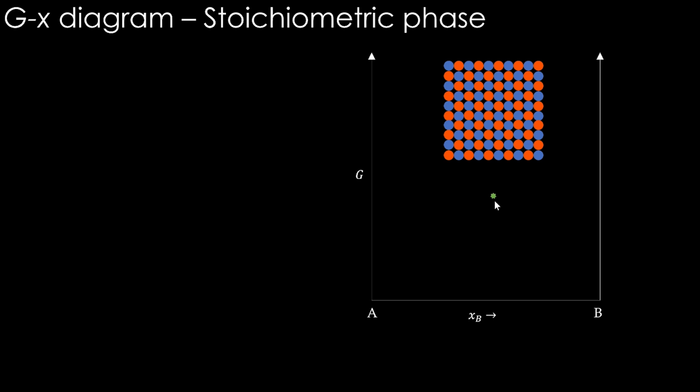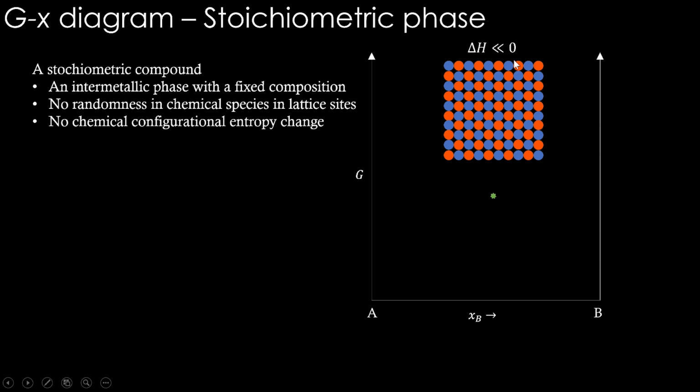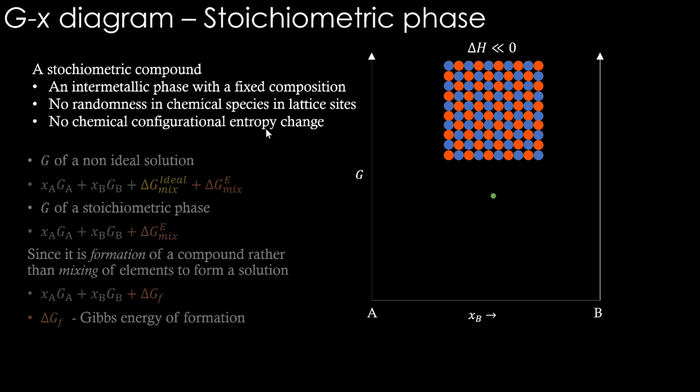This compound, if we look at it a little more carefully, how is the atomistic picture? It will have complete chemical order like this. A, B elements are in complete chemical order. Delta H will be extremely highly negative. So this is a stoichiometric compound, an intermetallic phase with a fixed composition. No randomness in chemical species in lattice sites. So there is no way to mix A and B. A is fixed in some position, B is fixed in some other position. They cannot exchange their position. So therefore, no chemical configurational entropy change is possible.